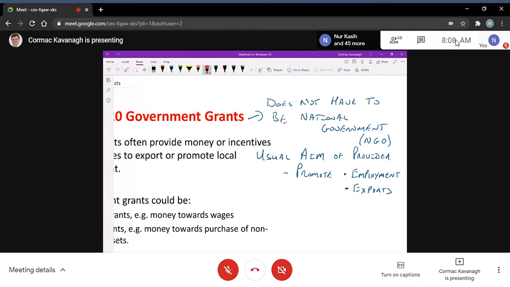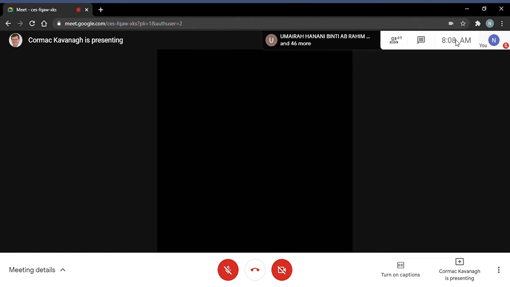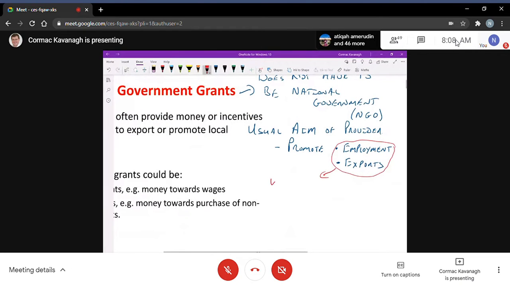What we should note here is that this is their objective. Obviously, our objective is to make profits. Their objective is to increase the number of employees, so the number of people in the economy who have a job, and to increase the activity that's taking place outside of the country, so the exports that are occurring. Because they have these objectives, they will usually have conditions attached to the grant.